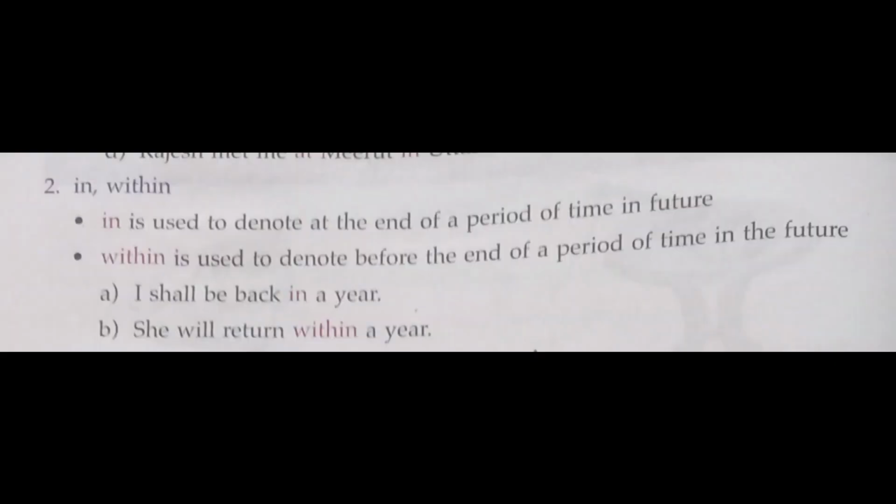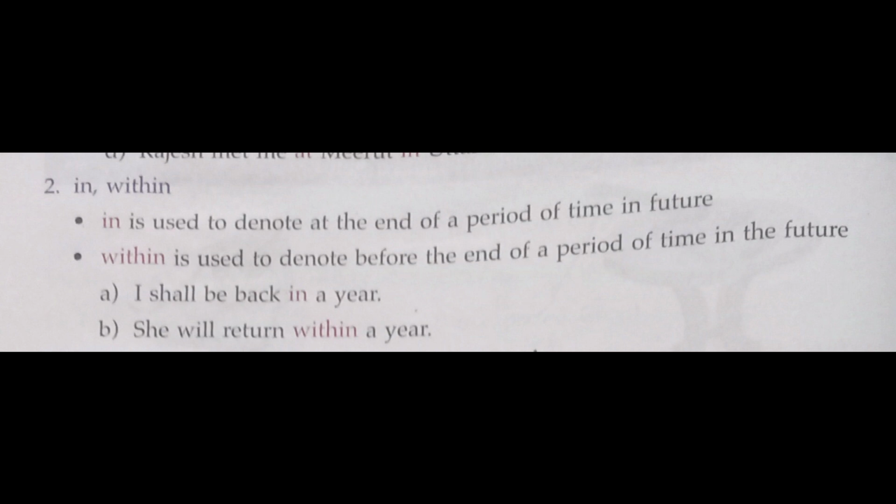Number 2, in and within. In is used to denote at the end of a period of time in future. Okay, so whenever you say in, it means you are talking about the time at the end of that period. For example, I will finish the work in 2 hours. Okay, so when you say that, it means you will finish the work at the end of 2 hours. Okay, not before 2 hours.